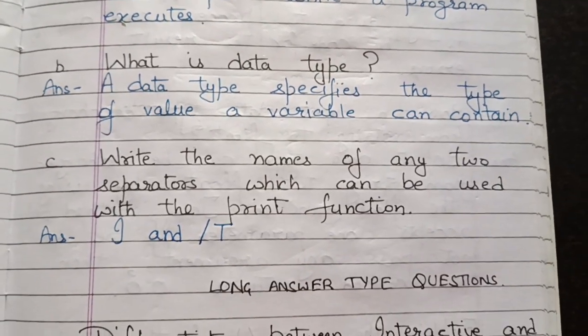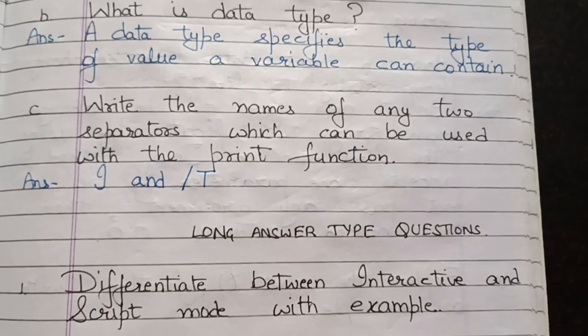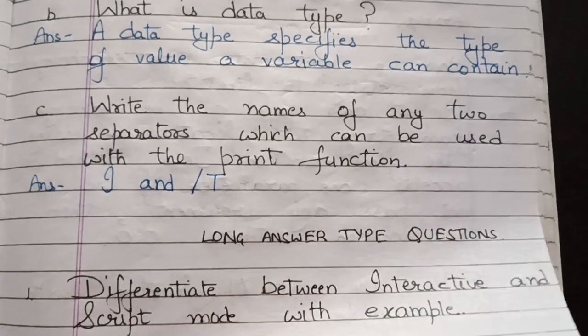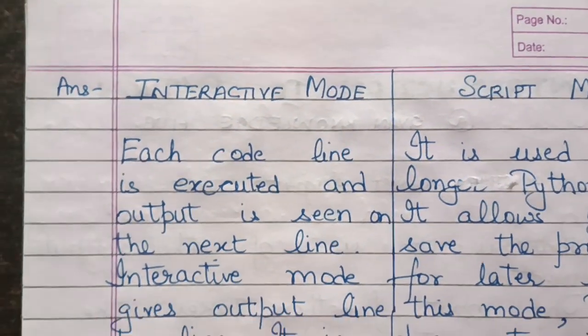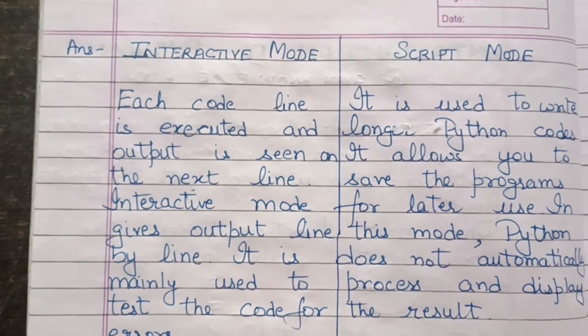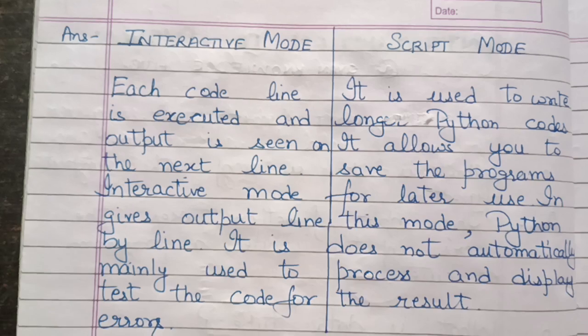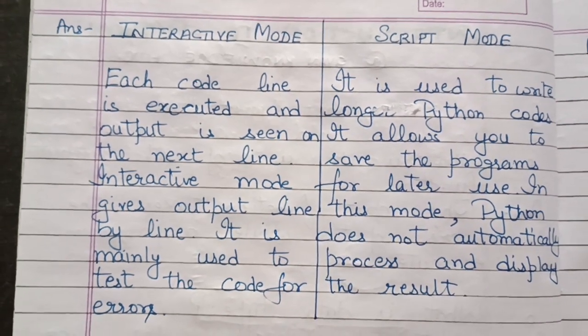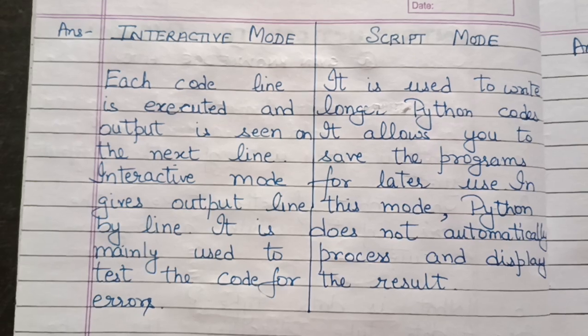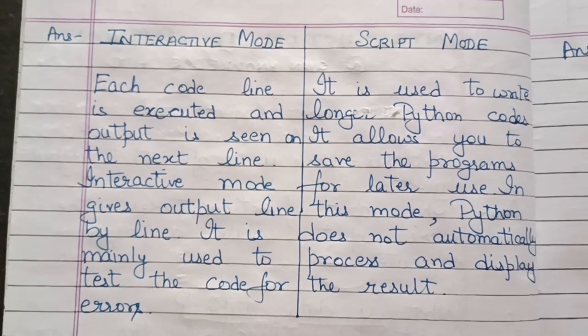Next, long answer type questions. Differentiate between interactive and script mode with example. And the answer is, interactive mode. Each code line is executed and output is seen on the next line. Interactive mode gives output line by line. It is mainly used to test the code for errors.